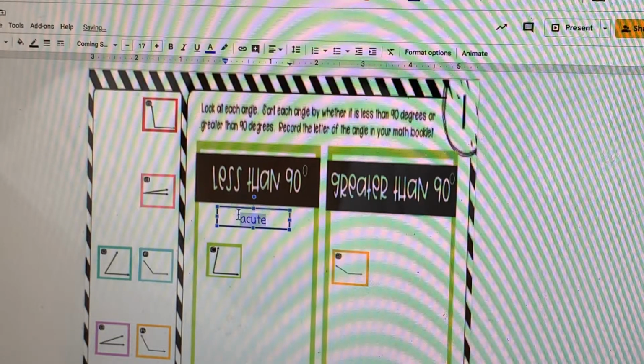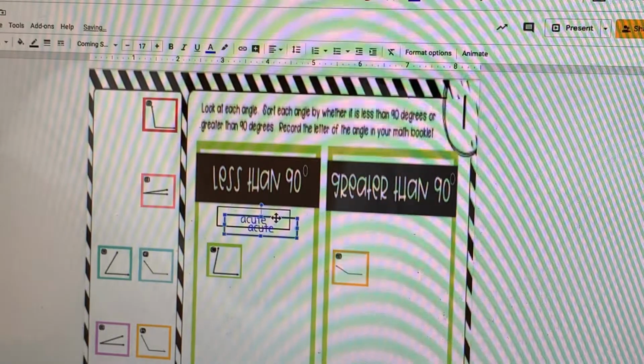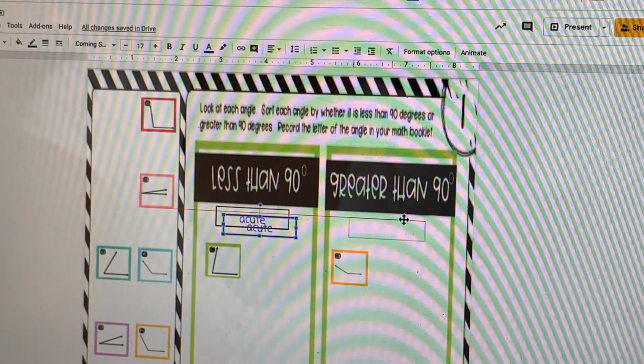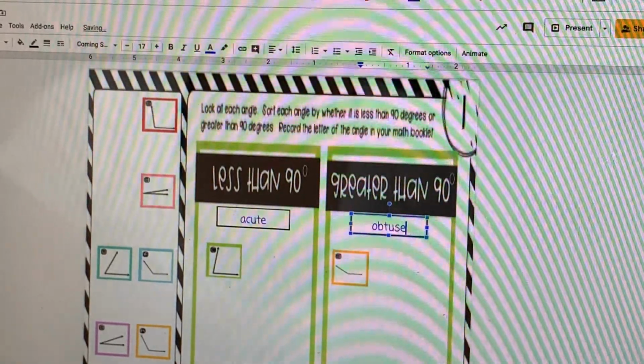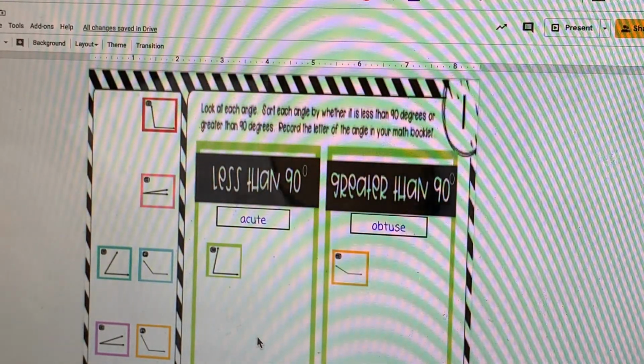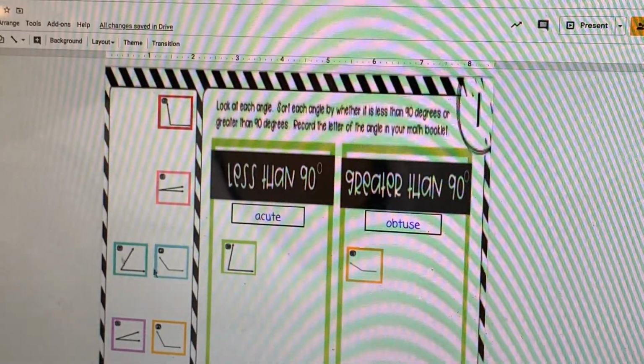How does that look? That look good? All right, and then we'll put the obtuse on this side. Now you guys can look at the definition too. Easier, maybe. I don't know, do what you want. But you're just going to sort those on that side.